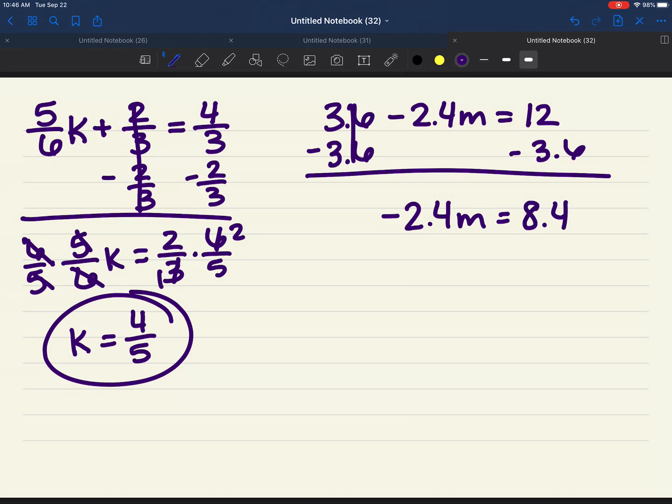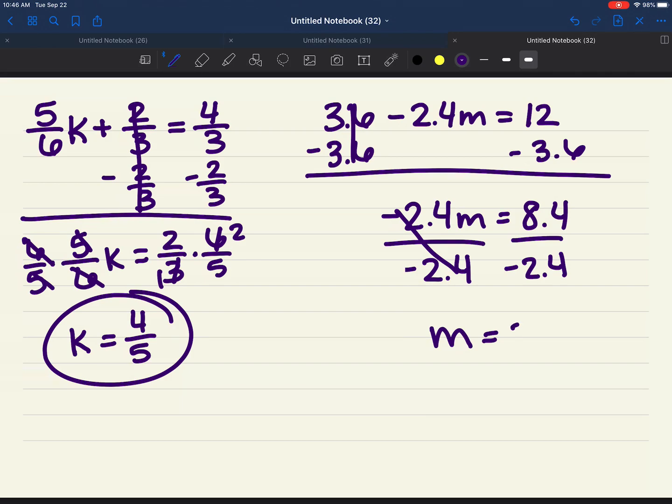There we go. Okay. All right, Lucas, what would be my last step to get n by itself? Divide negative 2.4 on this side. Okay, so 8.4 divided by negative 2.4, think about 84 divided by 24. How many times would 24 go into 84? 4. Don't just listen because someone else shouts it out. That doesn't mean they're right. Think about it.